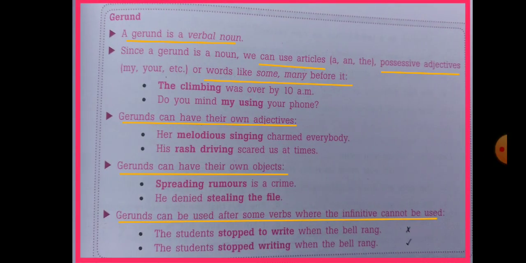So in short we can remember, a gerund is a verbal noun, and we can use the articles a, an and the, possessive adjectives like my, your, or words like some, many before the gerund, like "The climbing was over by 10 am." Here we have used the article before the gerund. Gerunds can have their own adjective like "her melodious singing." Here melodious is an adjective for the gerund singing. Gerunds can have their own objects like "Spreading rumors is a crime." So here it is having its own object also.